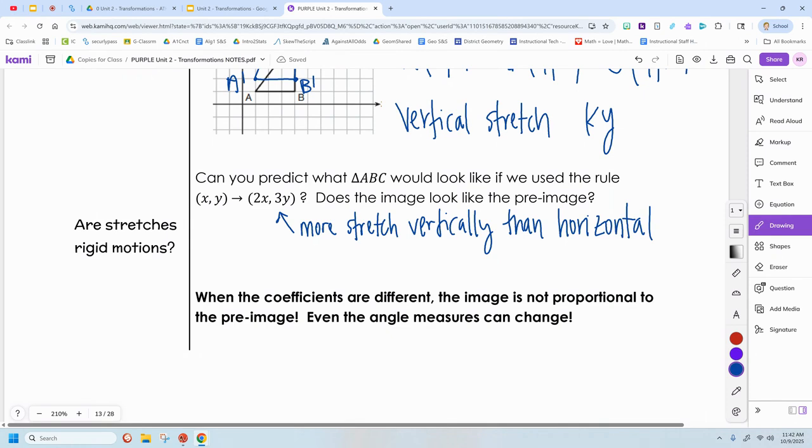And it's just going to look, yes, it'll still be a triangle, but it's not the same triangle that was just enlarged for the sake of enlargement. It's not like we used a Xerox copier on it. So not only are these stretches not rigid motions, right? Are stretches rigid motions? Oh, no. Corresponding sides and angles are not congruent.